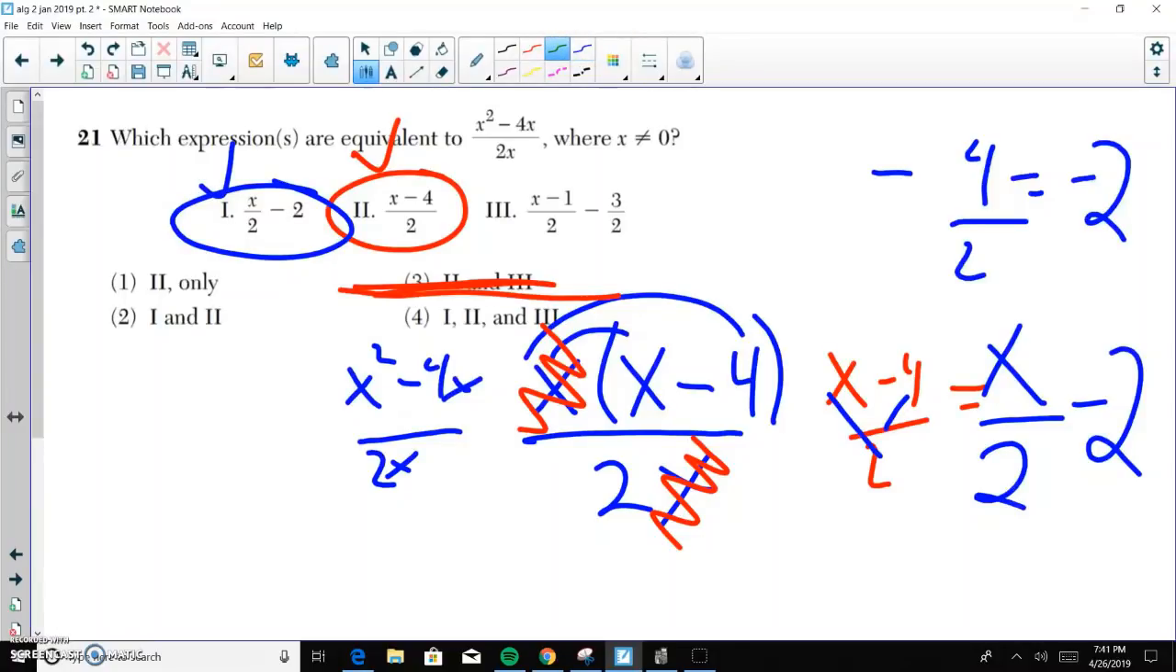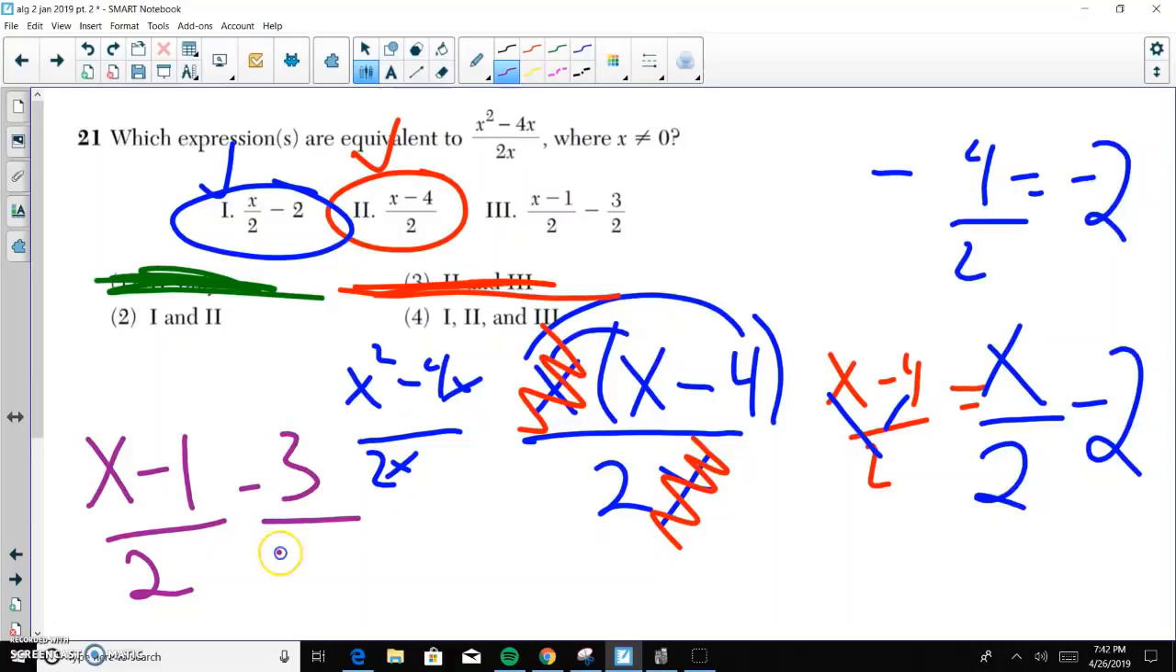So we know it's not 2 only. We knew that at the beginning. Now let's see if it's the third one. So, let's look at that for a second. X minus 1 over 2 minus 3 over 2.